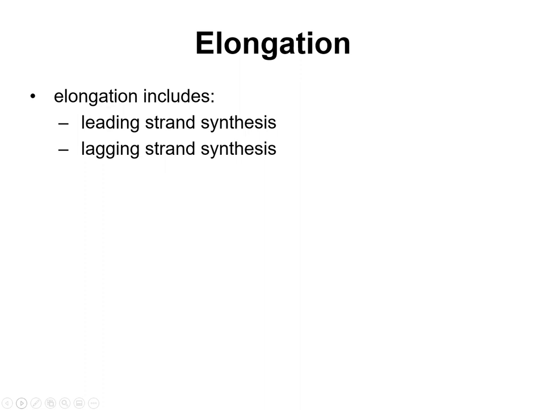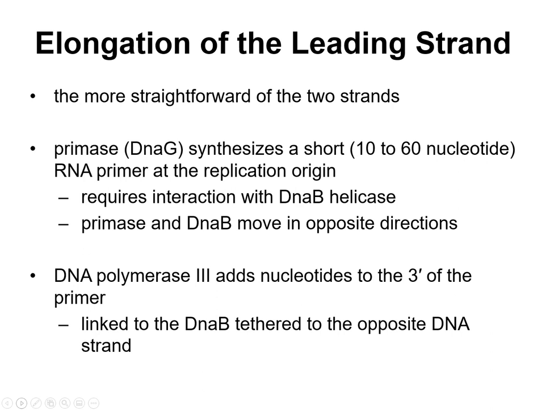Then we've got elongation. So we've got everything set up, almost everything set up, and we need to elongate. Elongation means that we're going to start generating that leading strand and the lagging strand. The leading strand is pretty straightforward. You've got the primase that is going to make a short RNA primer at the replication origin. It has to interact with DnaB helicase. If it doesn't have that interaction, not going to get anything happening. The primase and the DnaB actually move in opposite directions.